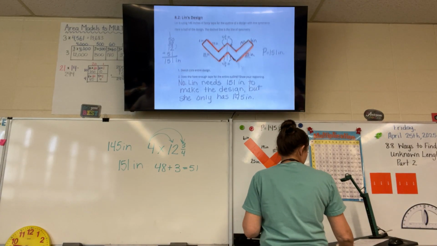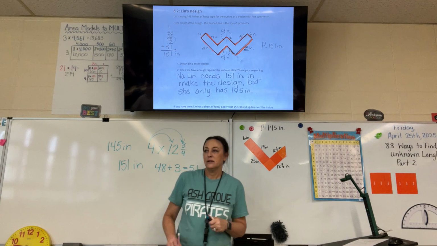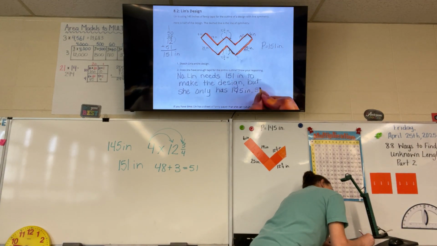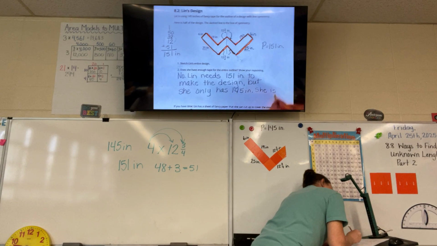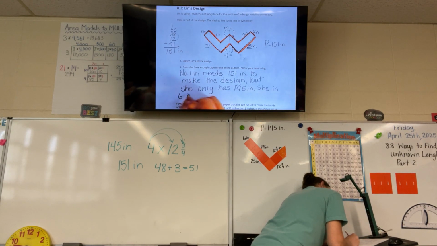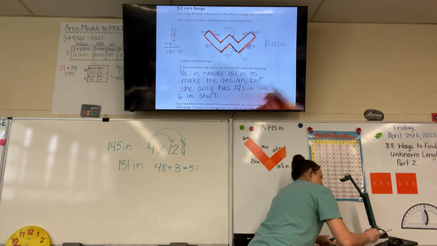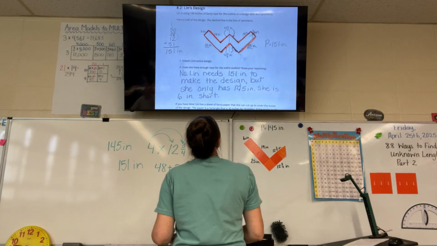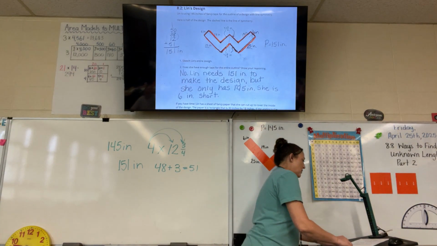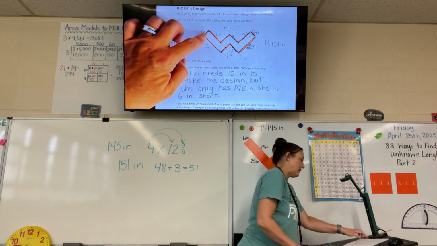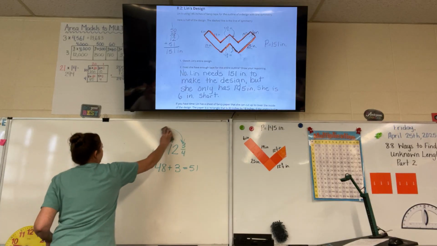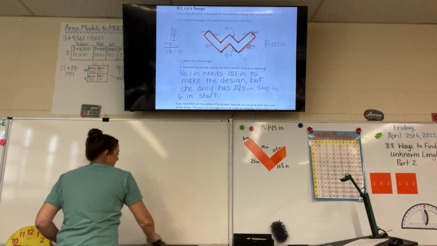How short is she? How many inches short? Jackson? 6. She is 6 inches short. So she could make it if she left off that side there. But she's 6 inches short. Or if she shortened the width of these to 3, that would work too. Okay.